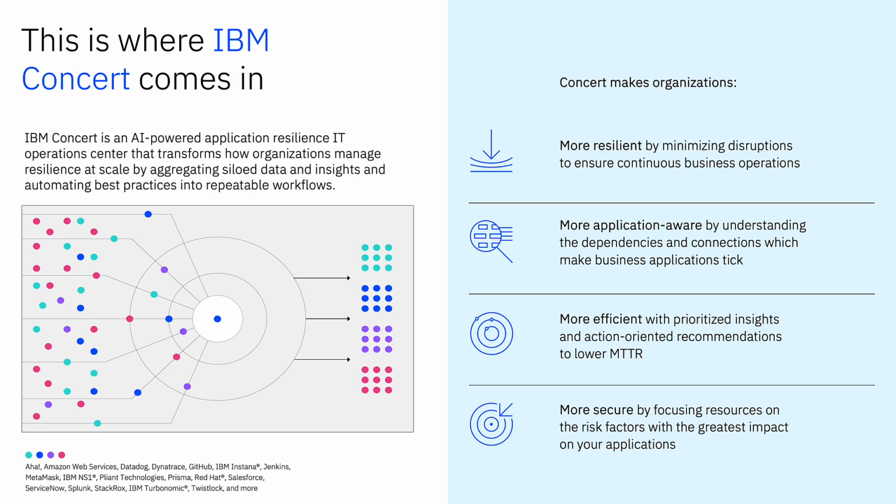In simple terms, Concert pulls in data from all your existing tools, APM, NPM, logging, ITSM, and more, and uses AI to understand it in context. It doesn't replace your tools. It makes them smarter by connecting the dots and surfacing the insights that you need to act quickly and effectively. It helps you understand why an application isn't resilient and what to do about it.